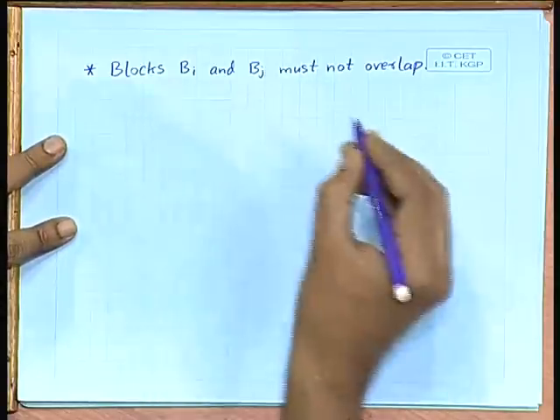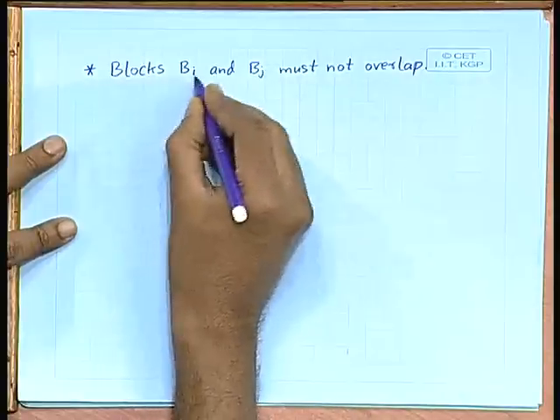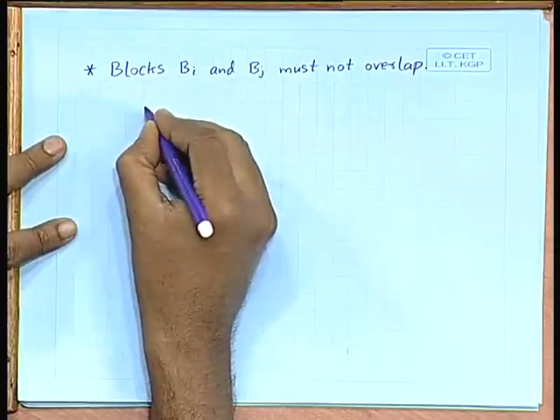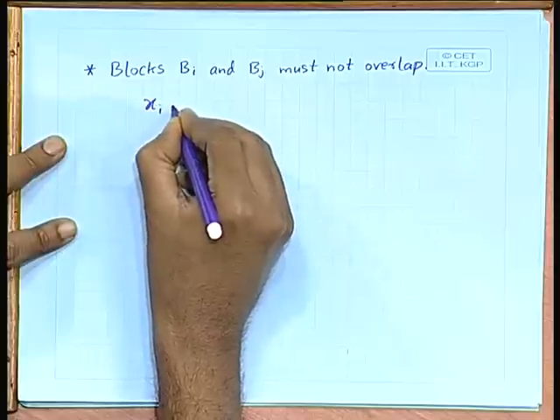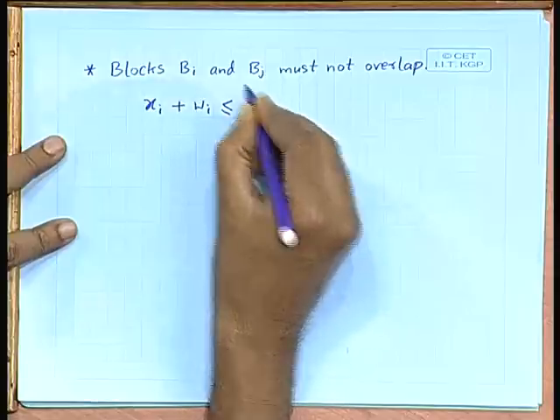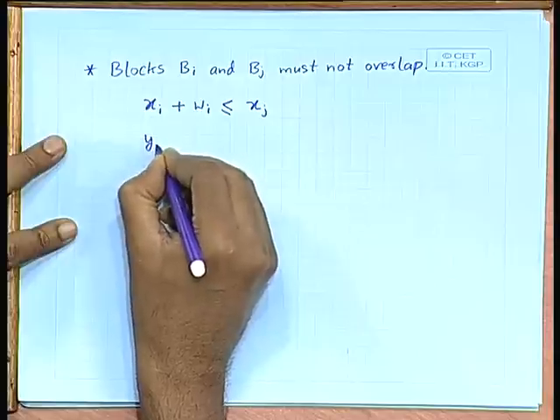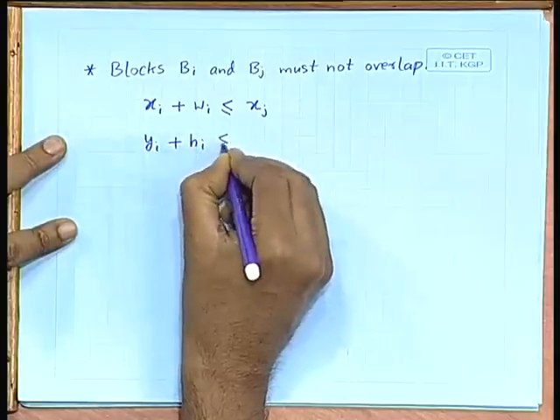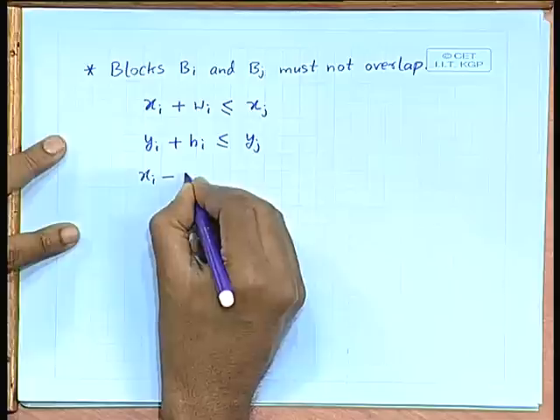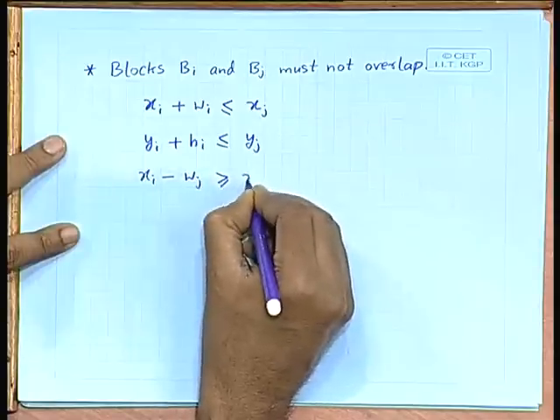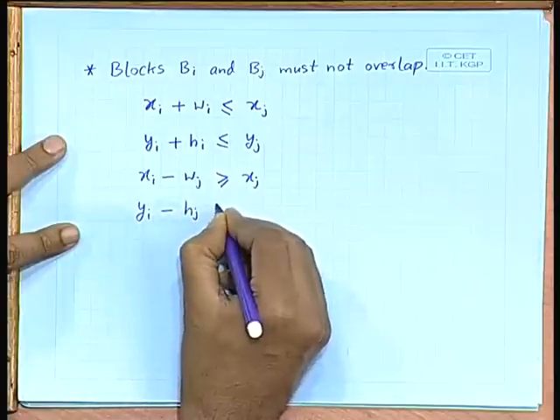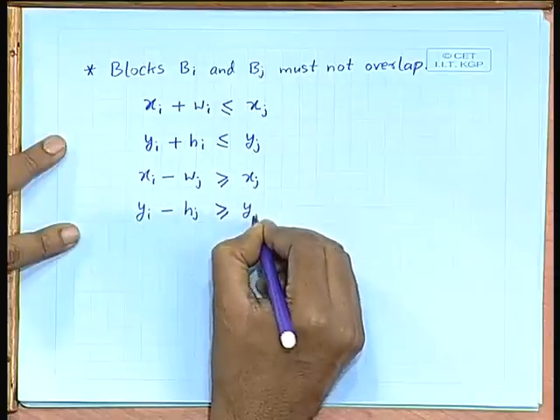satisfied. So, in terms of the sizes of the blocks, we have the sizes of i and j and also the coordinates xi, yi and xj, yj. So, the equations will be like this: xi plus wi less than equal to xj. I am writing 4 equations, then I am explaining which represents what. yi plus hi less than equal to yj, xi minus wj greater than equal to xj, yi minus hj greater than equal to yj.